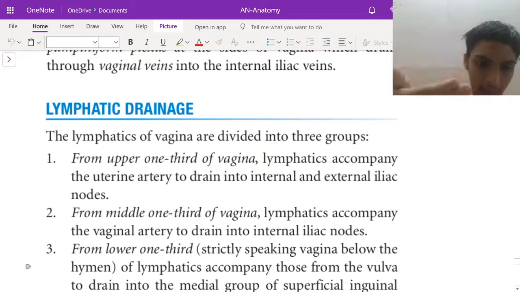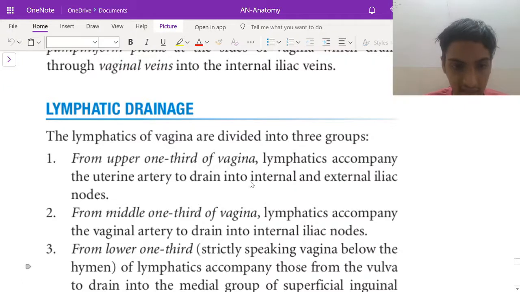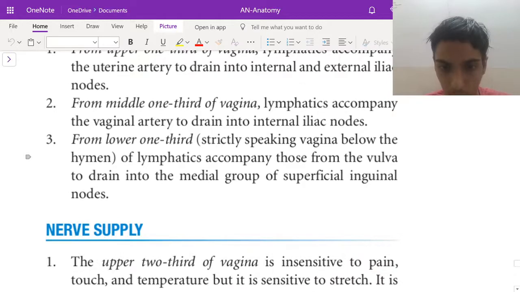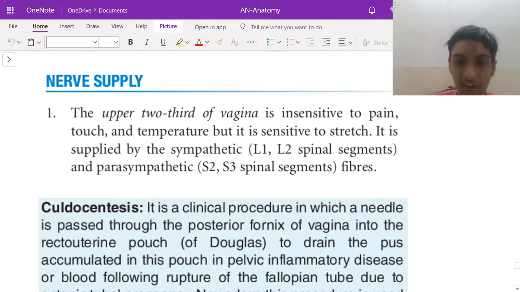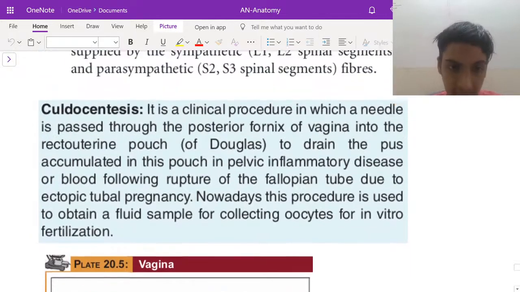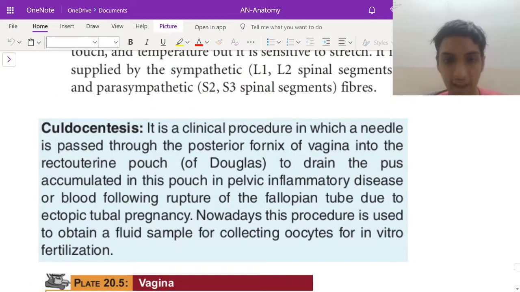Lymphatic drainage we have for the upper, middle and lower 1/3 of the vagina. So upper 1/3 drains along the uterine artery into the internal and external iliac nodes. Middle 1/3 drains to the internal iliac nodes. Lower 1/3 drains to the superficial inguinal nodes. Now the nerve supply, it is supplied by L1, L2. Just like our prostate gland, it is supplied by L1, L2. The upper 2/3 mainly.